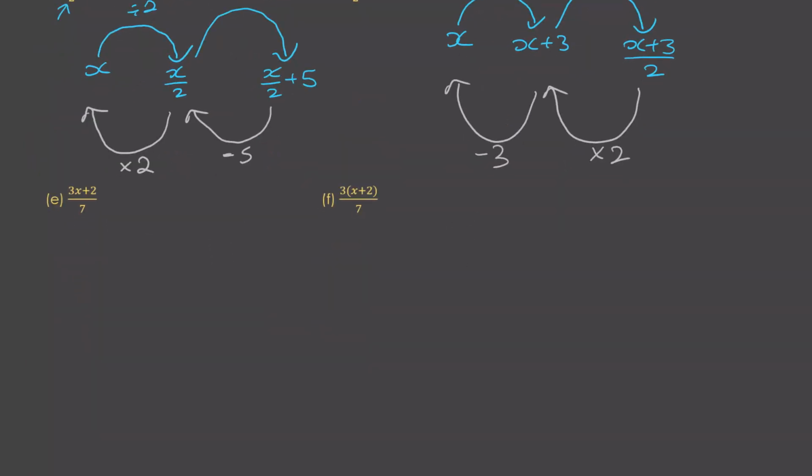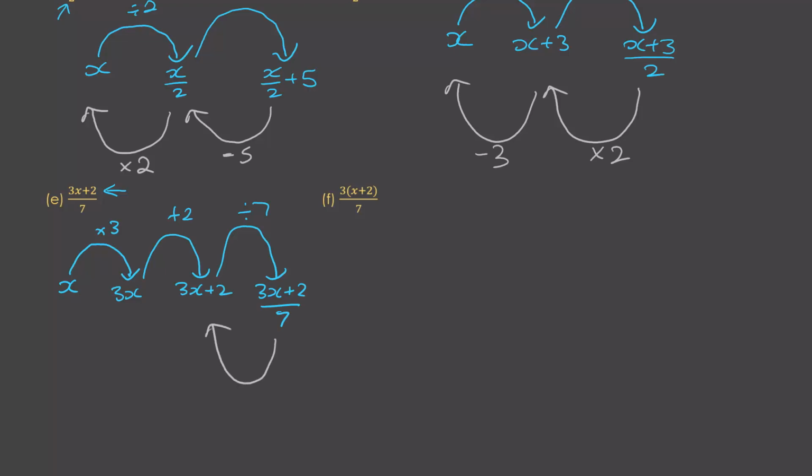We've just got 2 more here. There's a bit more to this one. If we start with x, looking at the top, the first thing that happens is that we multiply by 3 to give us 3x. We then add 2 to give us 3x plus 2. And then we divide by 7 to give us (3x plus 2) divided by 7. So to undo that, we need to do the inverse operations, multiply by 7, subtract 2, divide by 3.